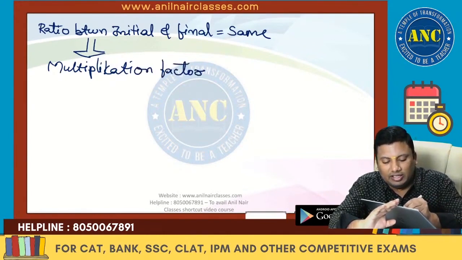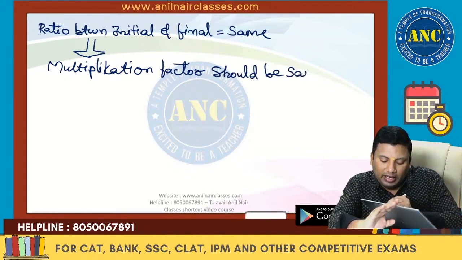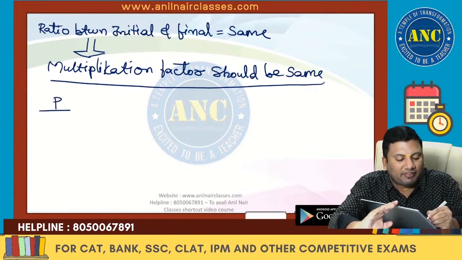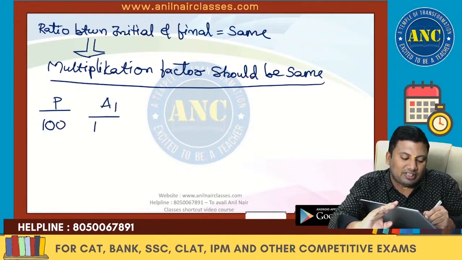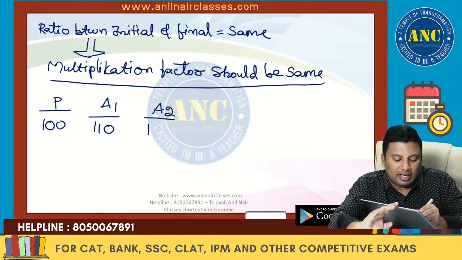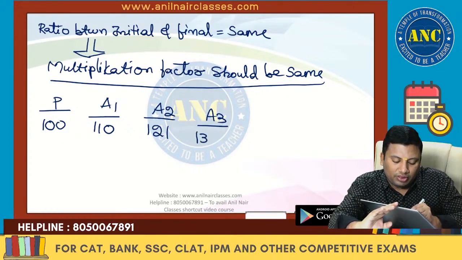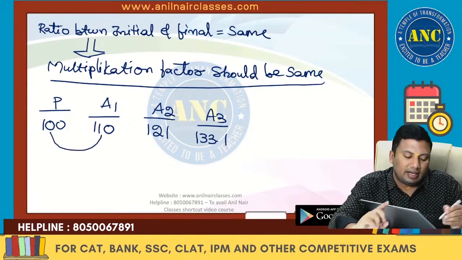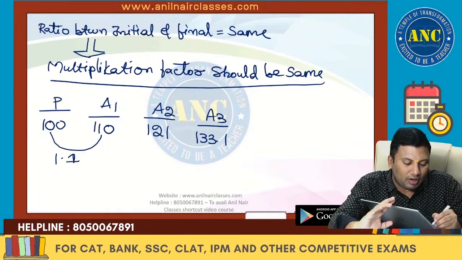What is that? We will discuss. Multiplication factor should be the same. What do I mean by multiplication factor? I went to my friend and I took 100 rupees. After the first year, I will give 110. After the second year, I will give 121. After the third year, I will give 133.1. 100 is becoming 110. What is the multiplication factor? Which is nothing but 1.1.